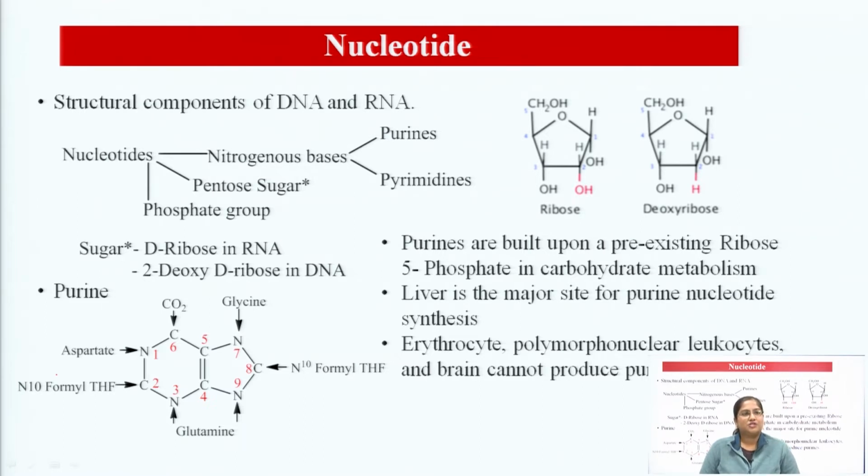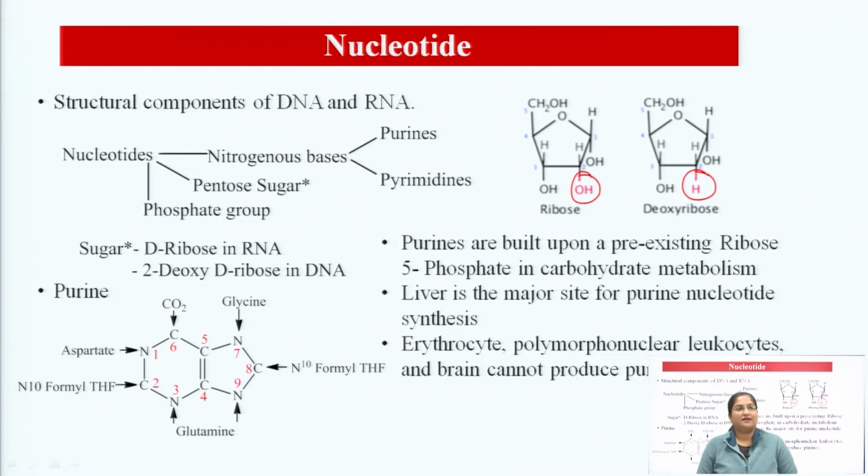The sugar moiety, that is the pentose sugar, is different in both cases. In DNA we have deoxyribose sugar and in RNA we have ribose sugar. What is the difference between ribose and deoxyribose? There is an oxygen present in ribose sugar, whereas there is no oxygen present in deoxyribose sugar. You can see it here at the second carbon.